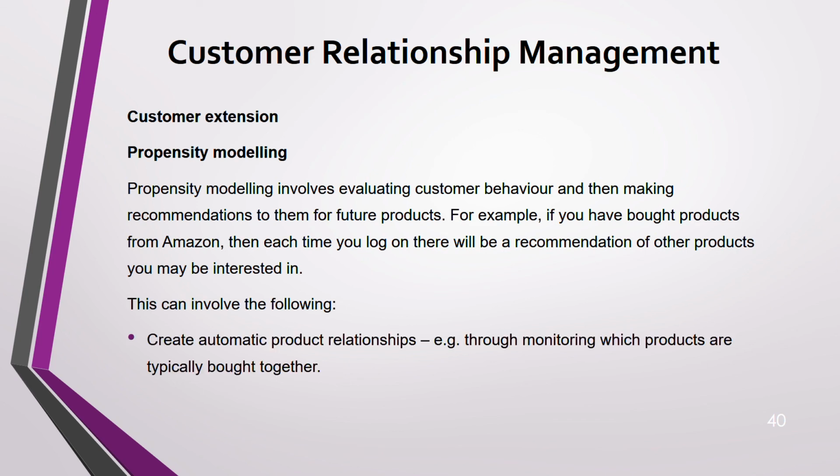Create automatic product relationships through monitoring which products are typically bought together. So you see which two products are usually bought together. Second, using trigger words or phrases, like "customers who bought this also bought this type of product." When you search for something, they will see "customers also bought, customers who bought this."